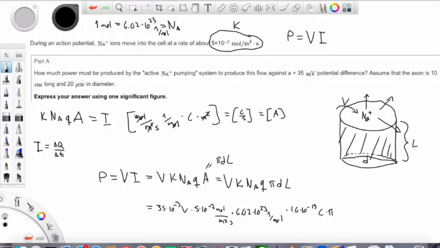diameter 20 micrometers, so 2 times 10 to the minus 5 meters, and the length is 10 centimeters, so 0.1 meters. And that gives 1.07 times 10 to the minus 8 watts, which is about 1 times 10 to the minus 8 watts.